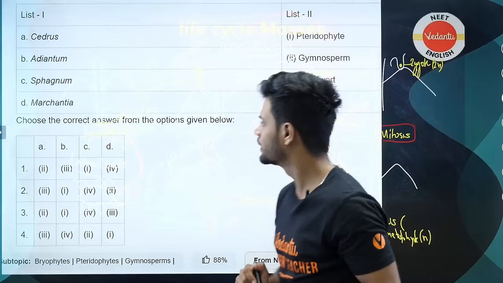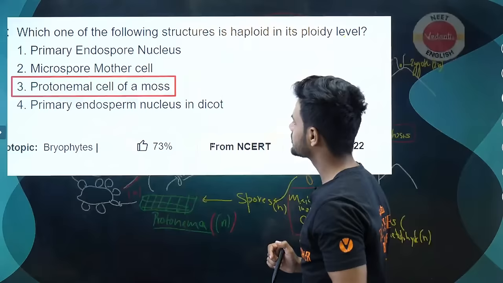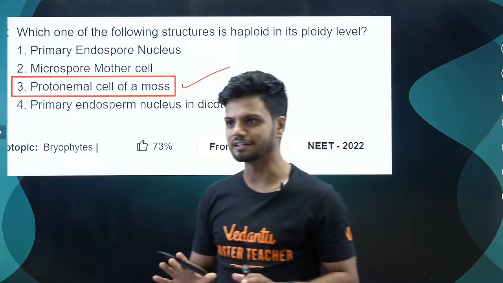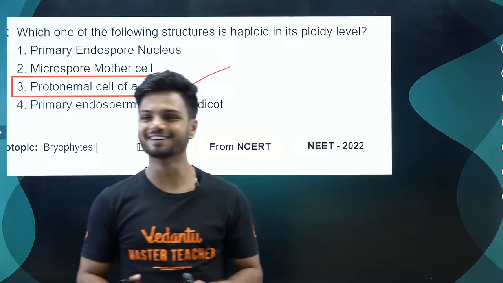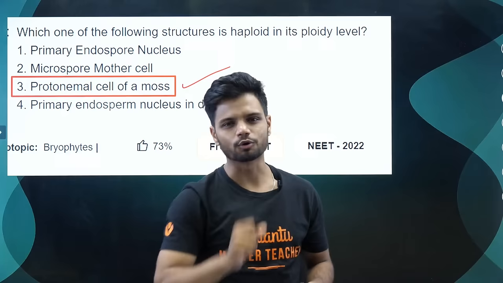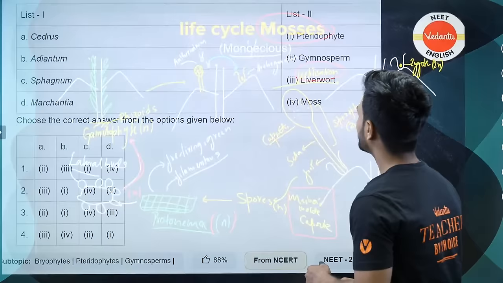So the answer is option number 3, protonemal cells of the moss. Clear? Who went wrong? Tell me, how many of you went wrong? Some of you might have gone wrong. Important questions. Okay, let's go to the next question.